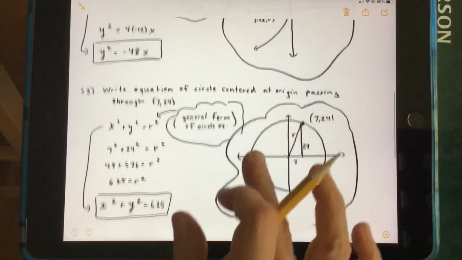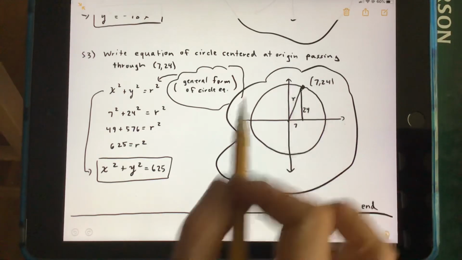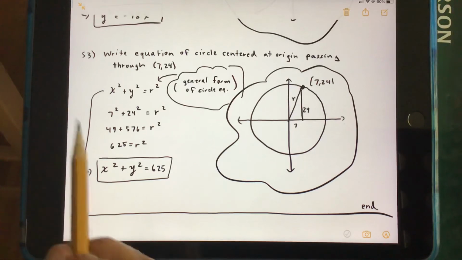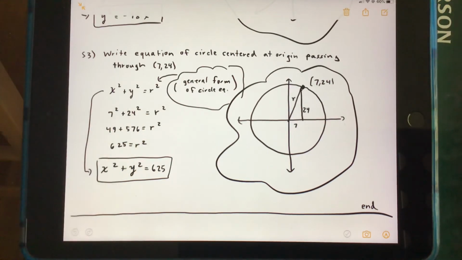Sample 3. Write an equation of a circle centered at the origin, passing through the point 7, 24. Here's my sketch. Even if I don't draw this sketch, I probably am going to want to, so I can see how to set up the determination of my radius, so I can get my r squared. Since it's a circle, I'm going to need that r squared because the general form of a circle is x squared plus y squared is equal to r squared.